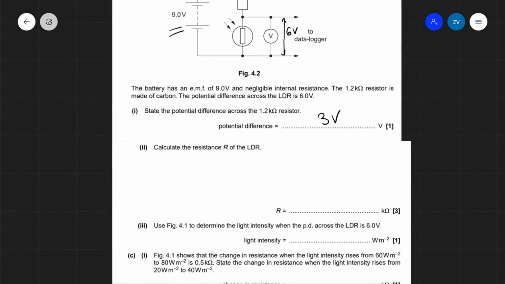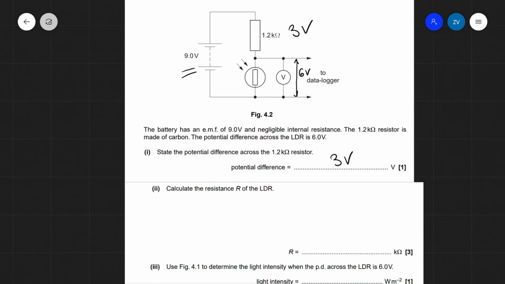Calculate the resistance R of the LDR. Well, in order to do so, we're going to need the current in the circuit because we don't know the current just yet. But we can figure it out pretty easily. So looking at this portion of the circuit, we know the resistance, we also know the potential difference. So the current in the circuit, let's call that I, will be equal to the PD across the fixed resistor divided by its resistance R. I'm going to write it for R fixed.